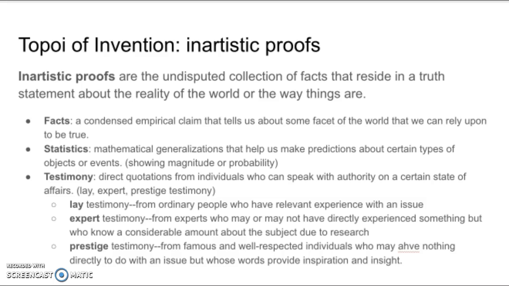Now you can see that there are other kinds of testimony, and depending upon the type of testimony it is, again, testimony sort of bridges the gap between artistic and inartistic proof. But you can see that we can have lay testimony. This comes from ordinary people who have relevant experience about an issue. Expert testimony, they may have directly experienced whatever it is that we're researching, or they may just have a considerable amount of knowledge about it. Prestige testimony comes from famous and well-respected individuals, and this would probably be the least credible in some ways than the other two.